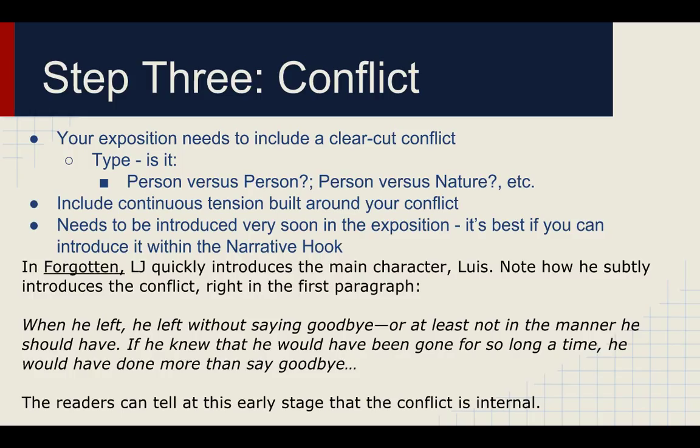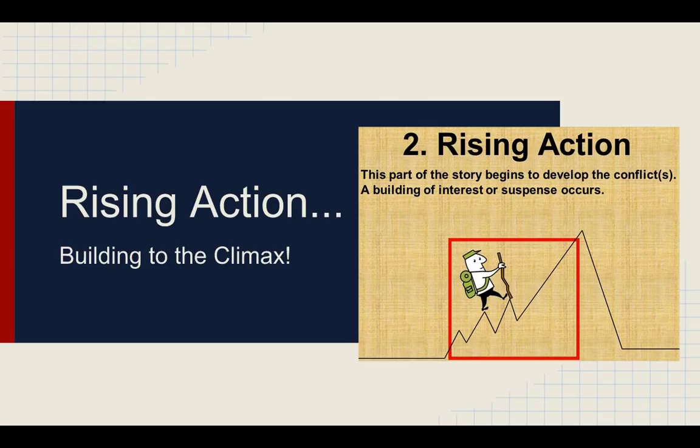When he left without saying goodbye, or at least not in the manner he should have. If he knew that he would have been gone for such a long time, he would have done more to say goodbye. So the readers can tell right away that the conflict is internal. It's internal because this main character, Luis, didn't say goodbye in the right way and is really left feeling empty and feeling like he's missing something. So it's clearly an internal conflict.